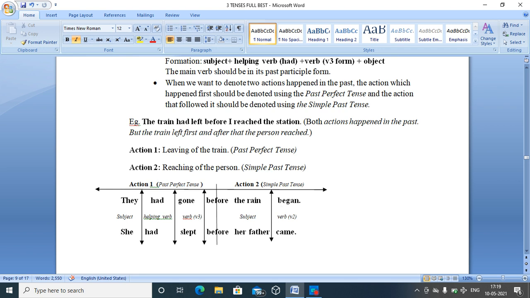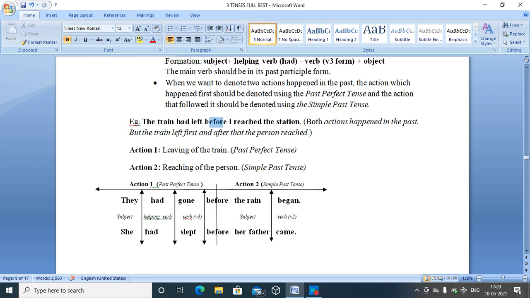They had gone before the rain began. We have to see this first sentence itself, the construction. The train had left. Leaving of the train should be in past perfect tense. The train is the subject. Had, only one helping verb is there, so had itself is the helping verb. Then leave, left, left: V1, V2, V3. We have to choose the V3 form only. Though the V2 form is also left, we mean the V3 form left, because with had in any perfect tense you have to use only the V3 form of the verb. And that construction is over there.